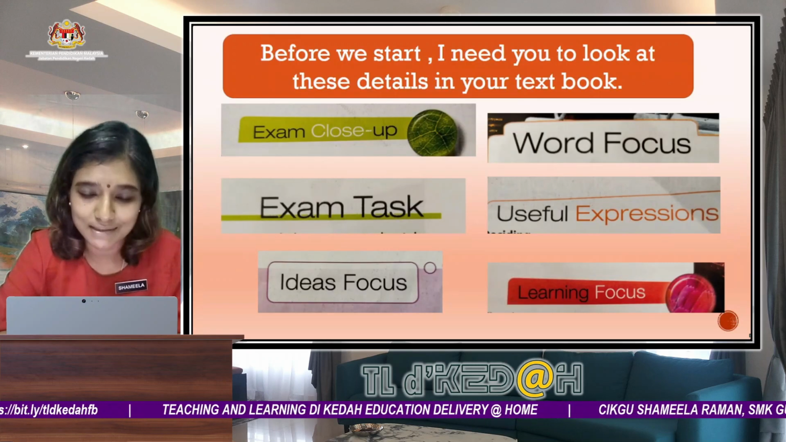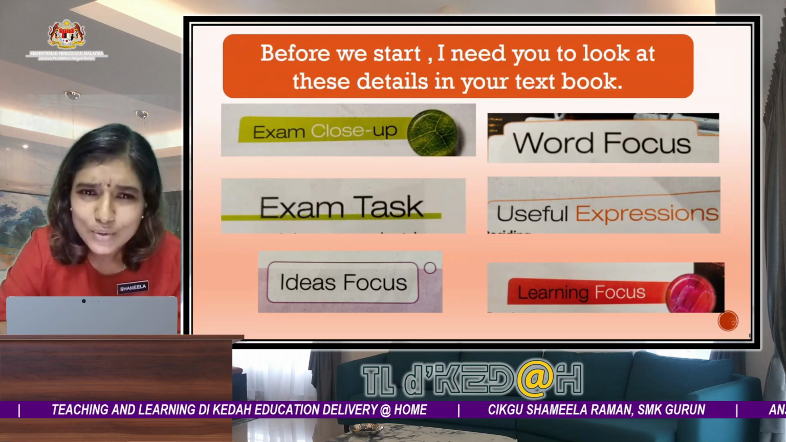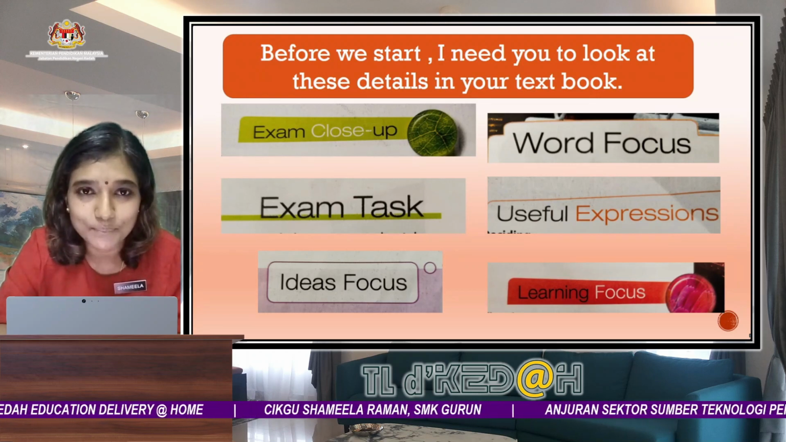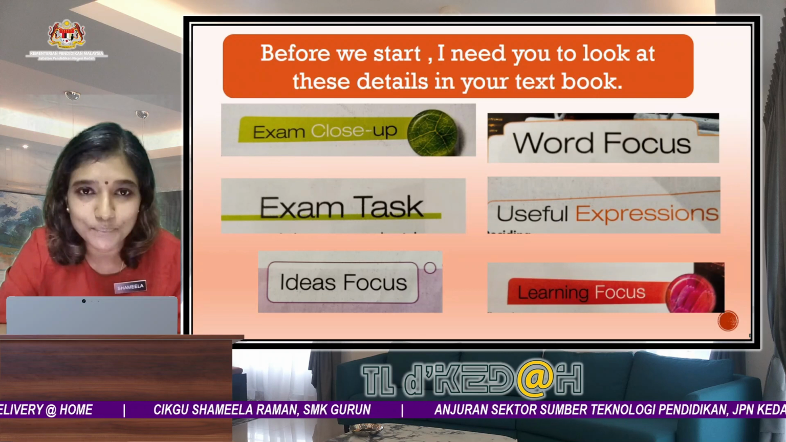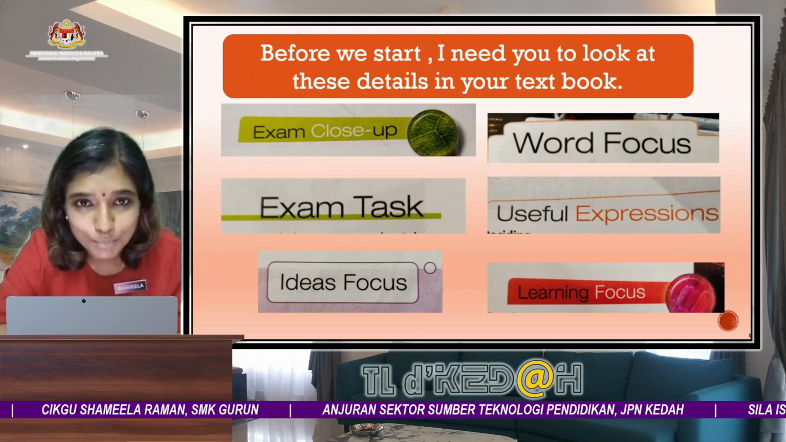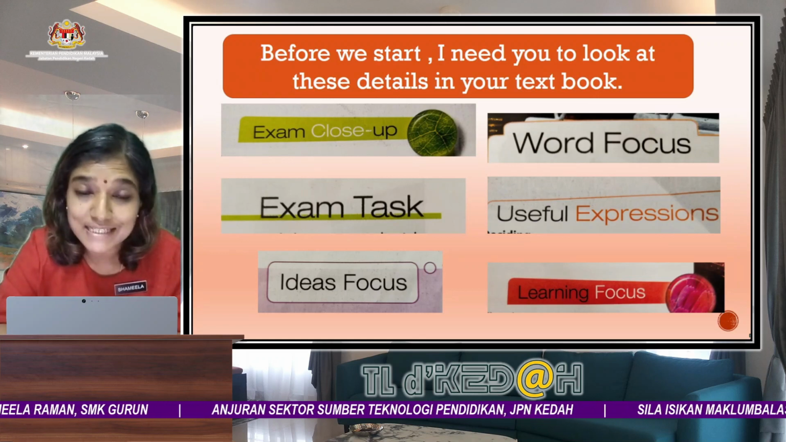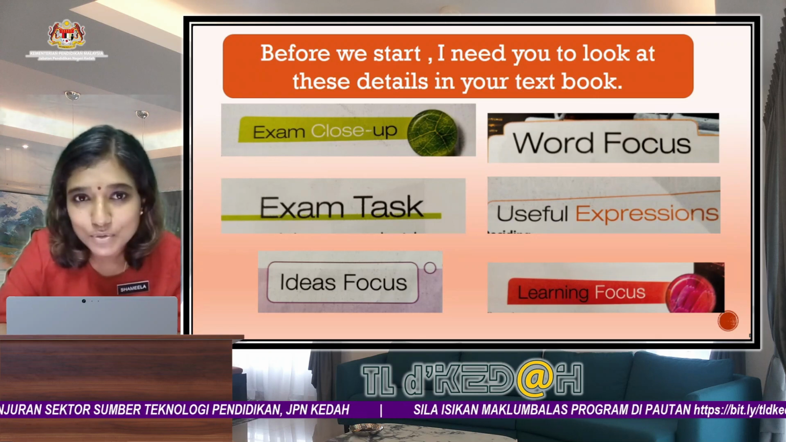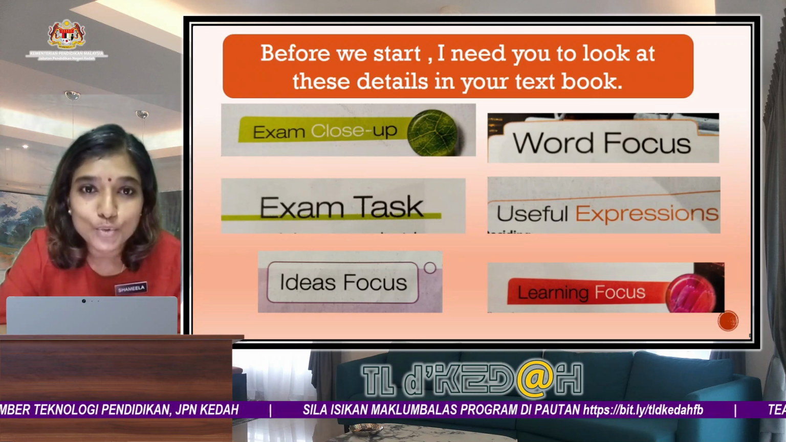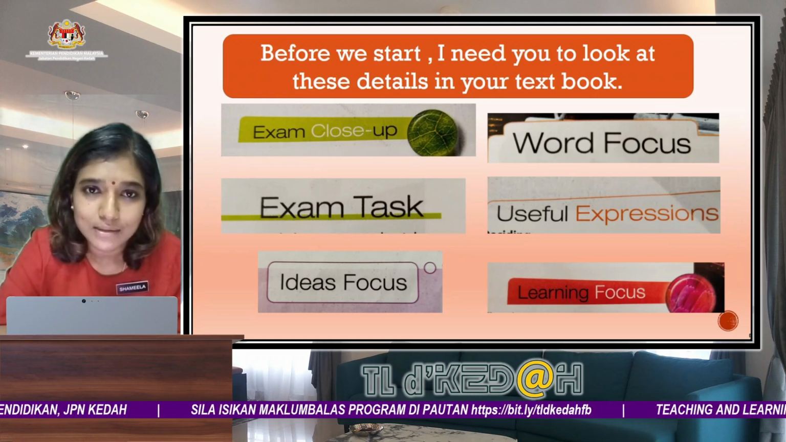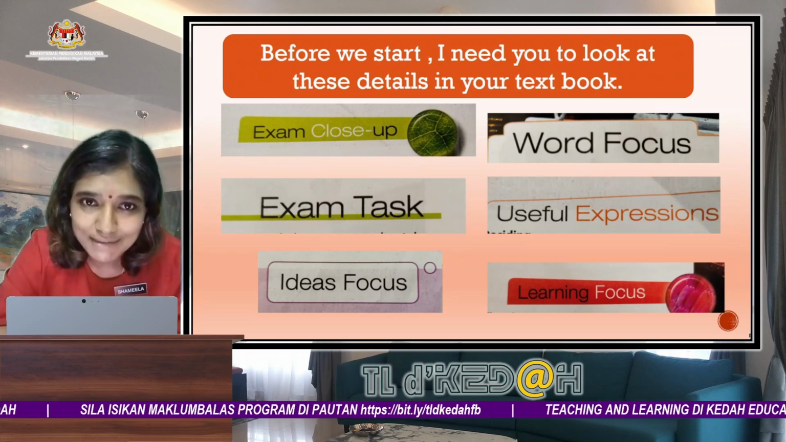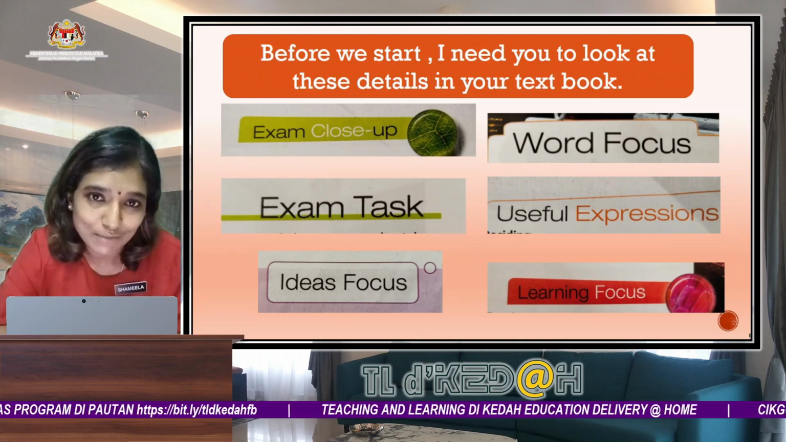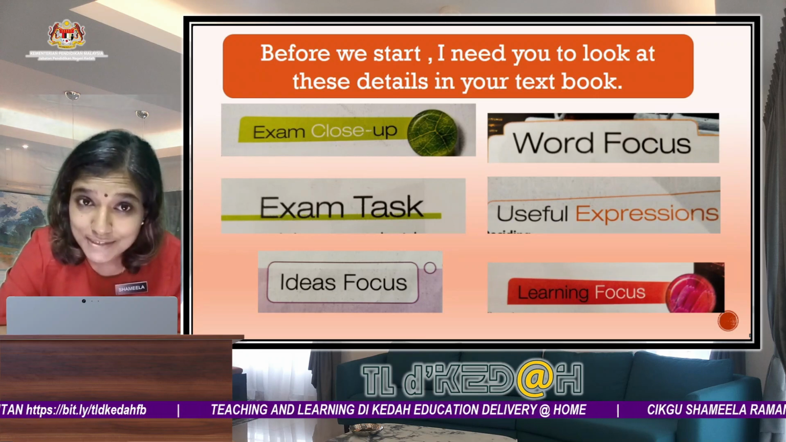But before we start, I want each of you to look at these details in your textbook. I'm very sure you have come across this, but today I'm going to be sharing how we can use this to help you. First, we see Exam Close Up. I'm sure you have seen these boxes here. Exam Close Up talks about tips to help you do better. Each unit, the tips are shared. So I hope you will go through this so that it will be helpful for you, helping for your exam.